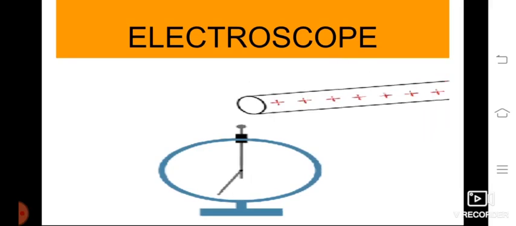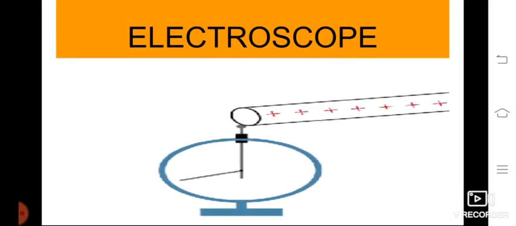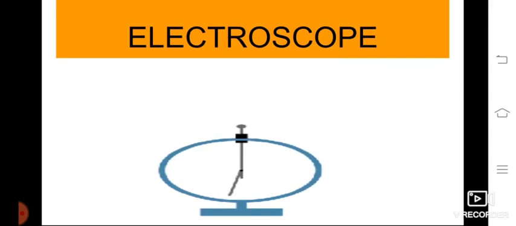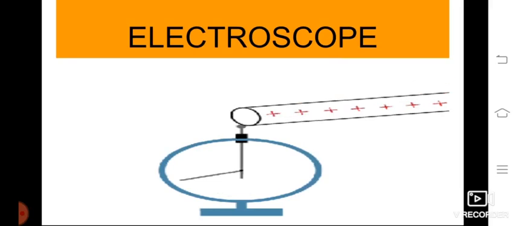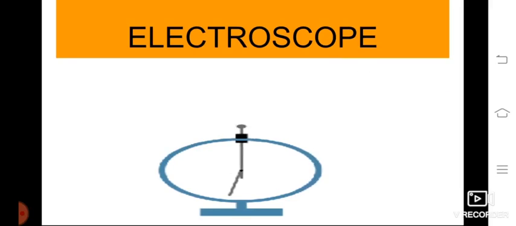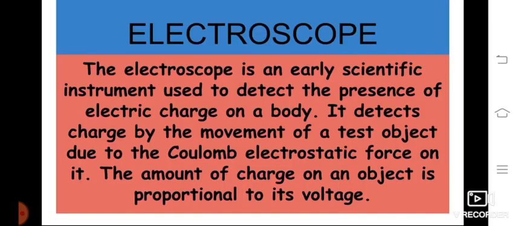With the electroscope, we can easily know the flow of charge. So this is a scientific device. It is useful to know the conduction of electricity as well as the transfer of electrons. The electric charge on a body is shown by the movement of a test object due to the Coulomb electrostatic force on it. The amount of charge of an object is proportional to its voltage. So the amount of charge is based on how much voltage it has.